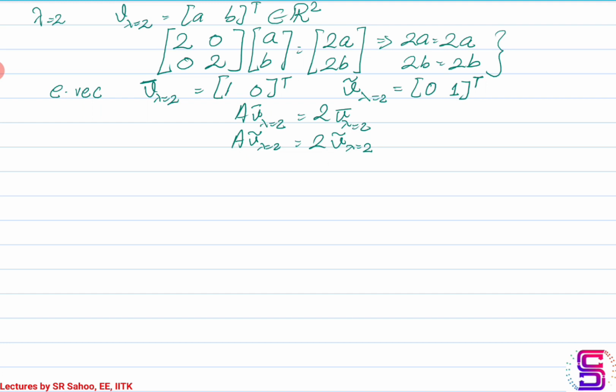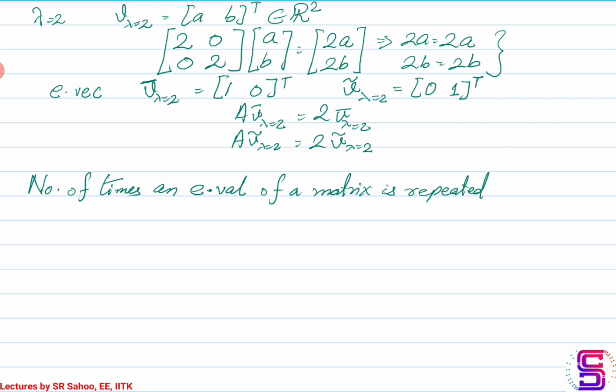Okay, now the number of times an eigenvalue of a matrix is repeated is known as the algebraic multiplicity.